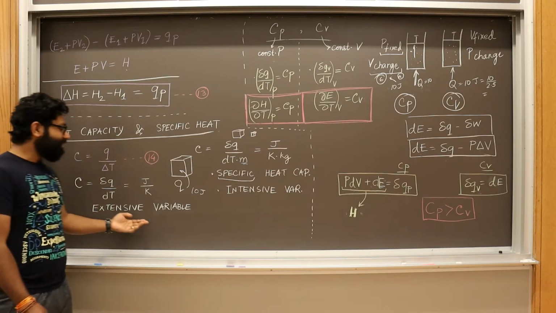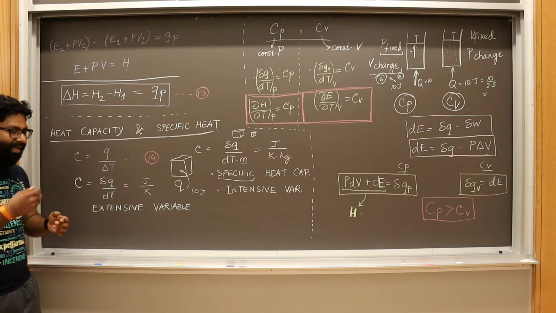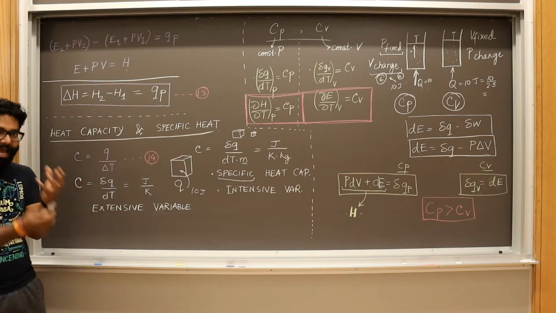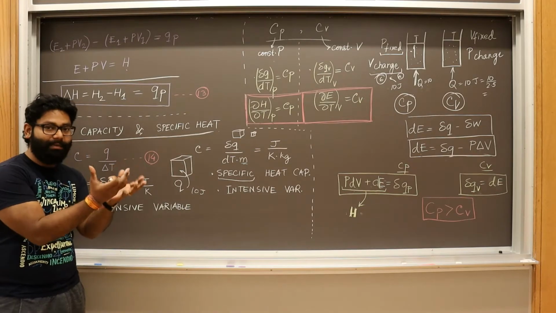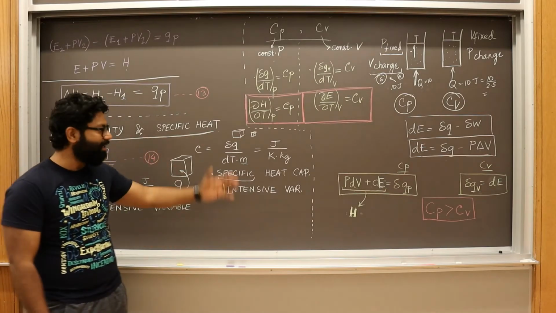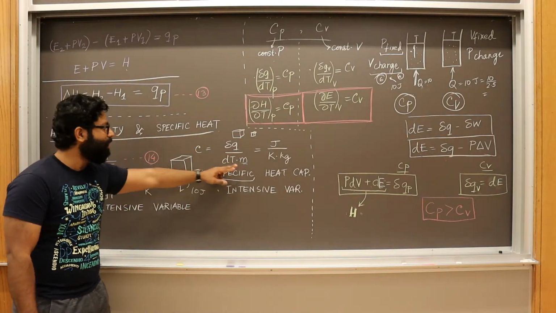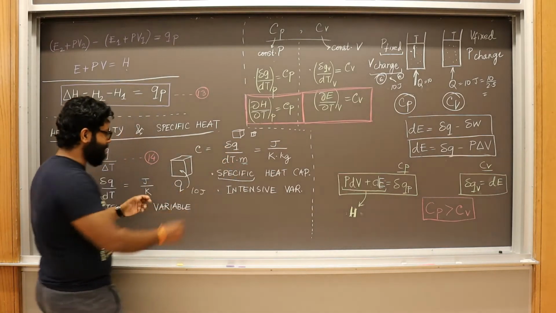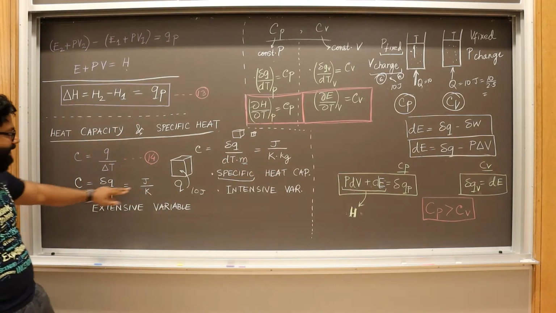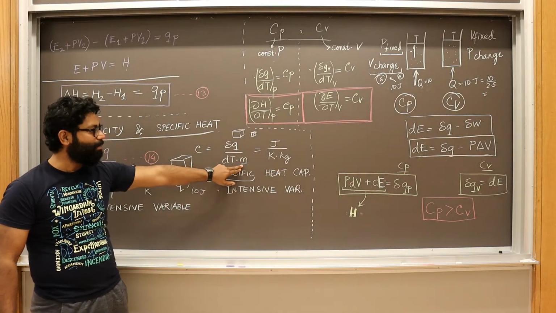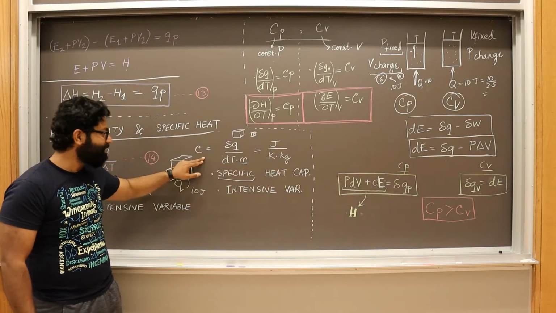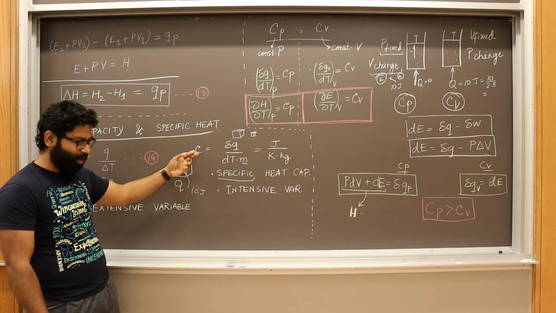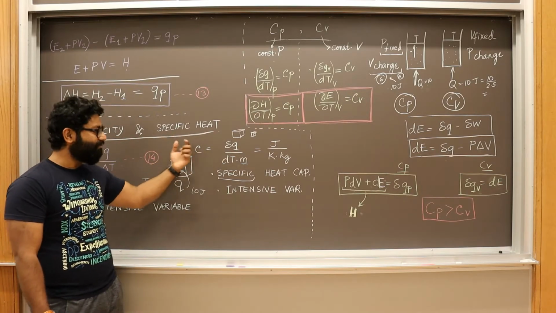Now, extensive variables are not easy to handle because they are dependent on the amount of the material. So to normalize the effect of the mass, we just divide the whole thing by the mass, and we call it the specific heat capacity. It's the same thing, delta Q by dT, divided by the mass of the body. This is denoted by a small letter c, which is called the specific heat capacity.